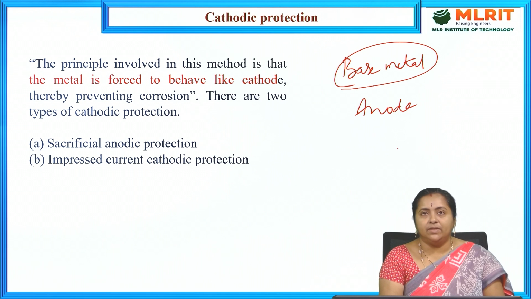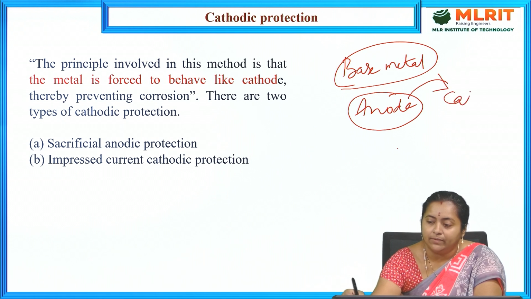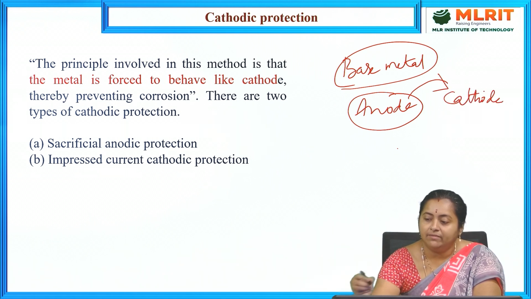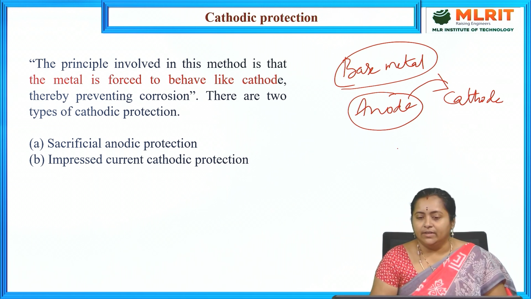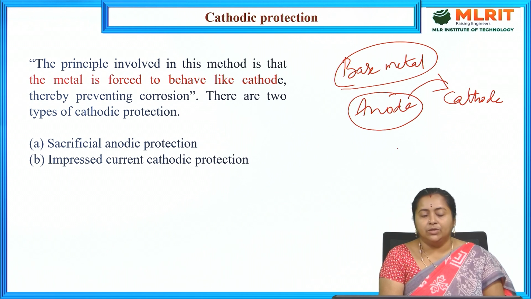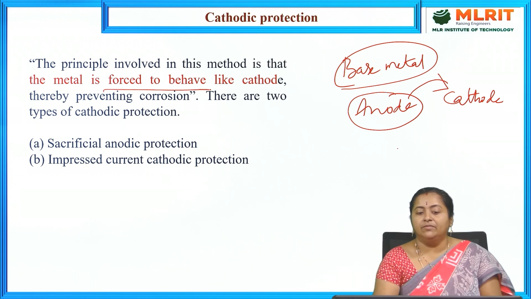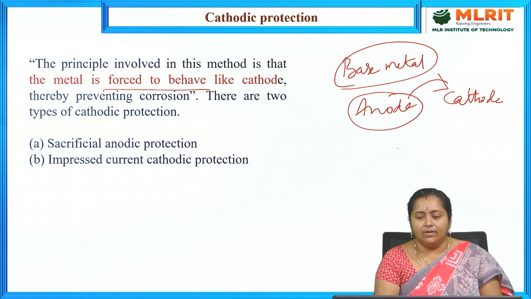So, the principle involved in this cathodic protection is that the metal which is acting like an anode initially is forcibly converted to behave like a cathode. It is forcibly converted to behave like a cathode by using different kinds of means. So, let us see what they are. What is the principle involved in cathodic protection? The metal which is to be prevented from corrosion reaction is forcibly converted to behave like a cathode. So that initially it is acting like an anode and now it is converted forcibly to behave like a cathode so that it is prevented from corrosion reaction.